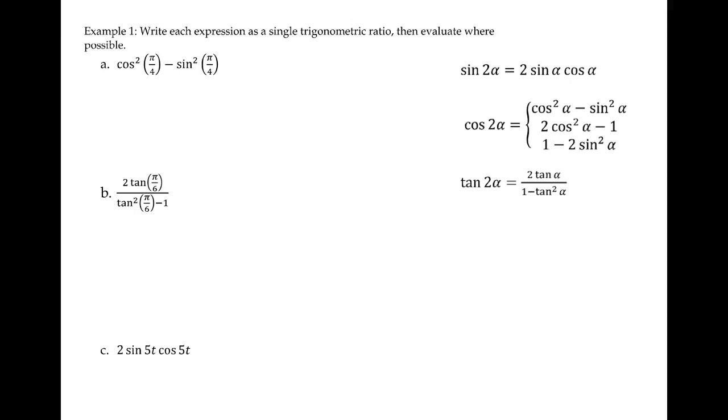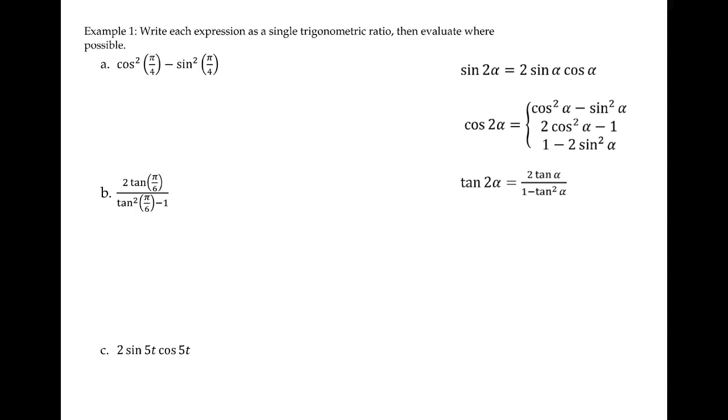So the key thing to note is that these first two, you could hypothetically just try and tackle them and evaluate them without doing the single trigonometric ratio. But because the question explicitly says that that should be your first step, that's what we're going to do. And it helps us kind of ease our way into using these identities.